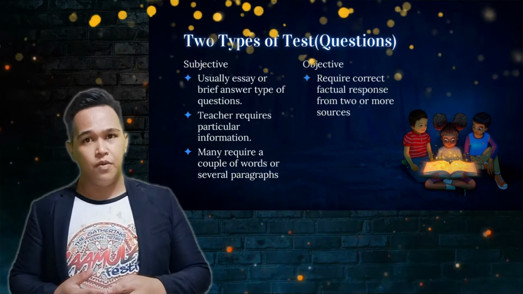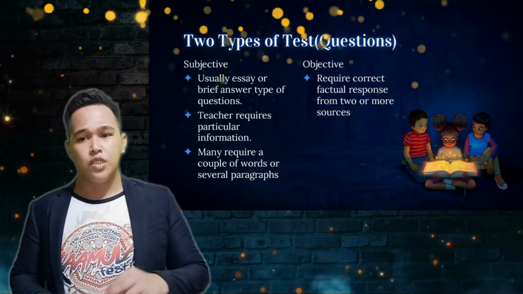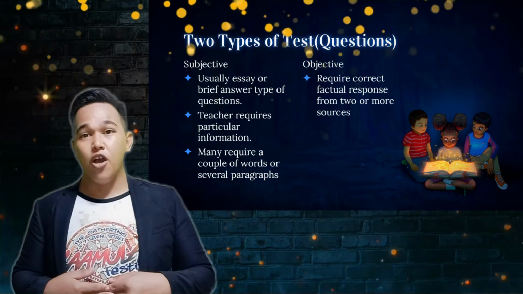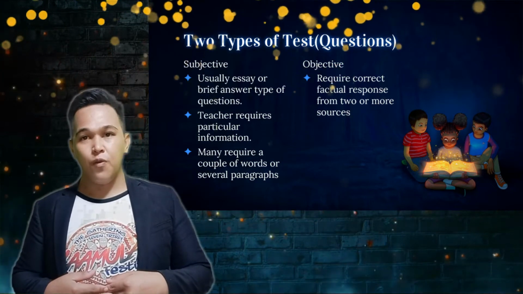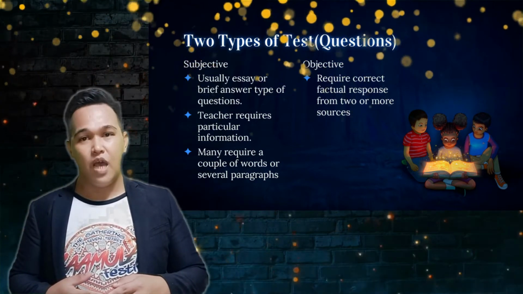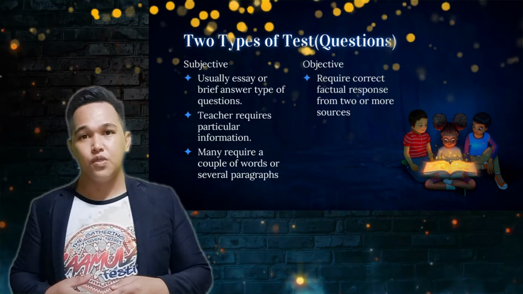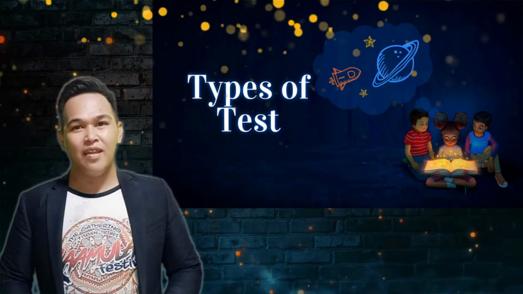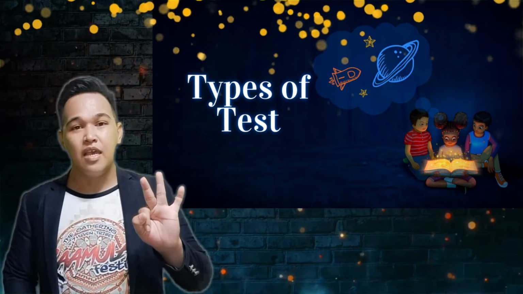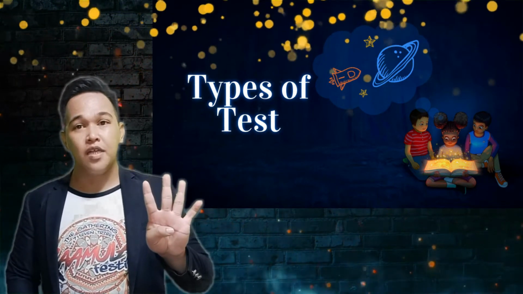For example, a true or false question based on the text can be used as an objective test question or objective type of activity. And those are the two types of test questions. Now we already know what a test is, the purpose of a test, why we give tests, and what the two types of tests are.